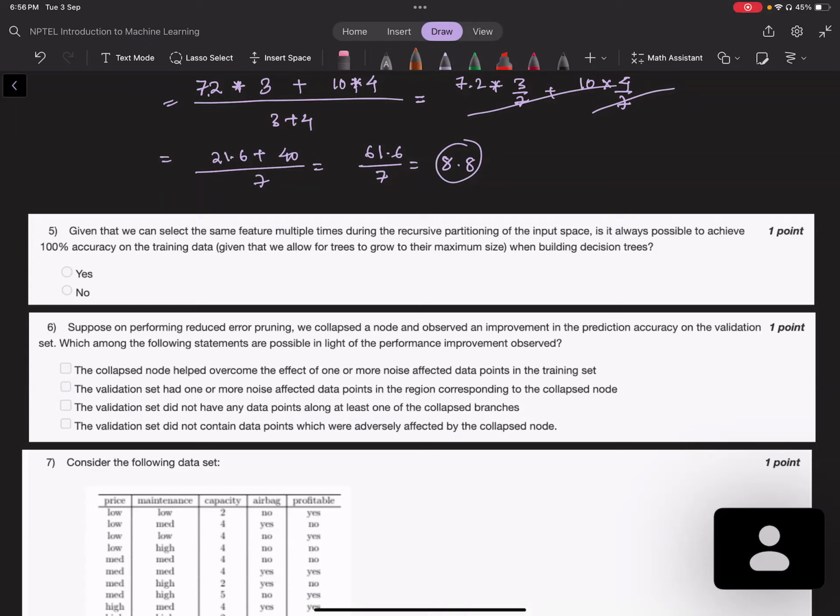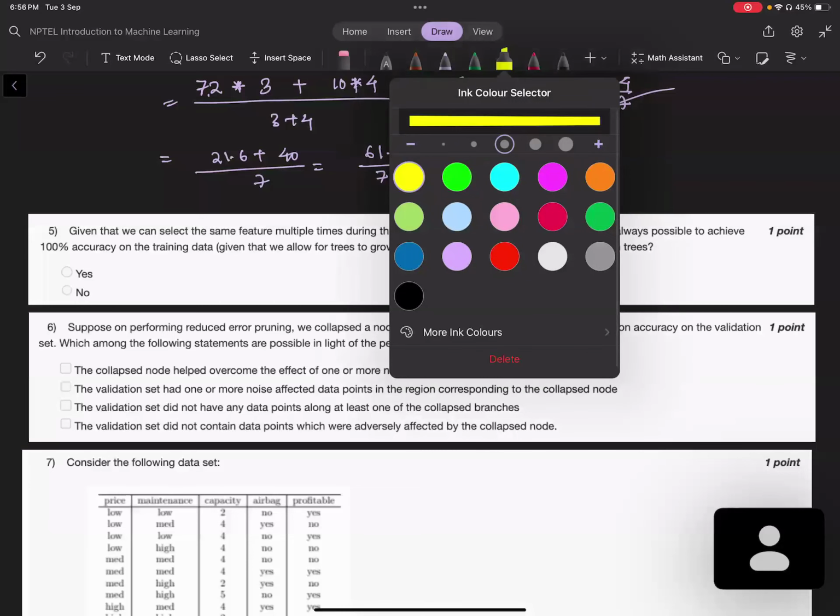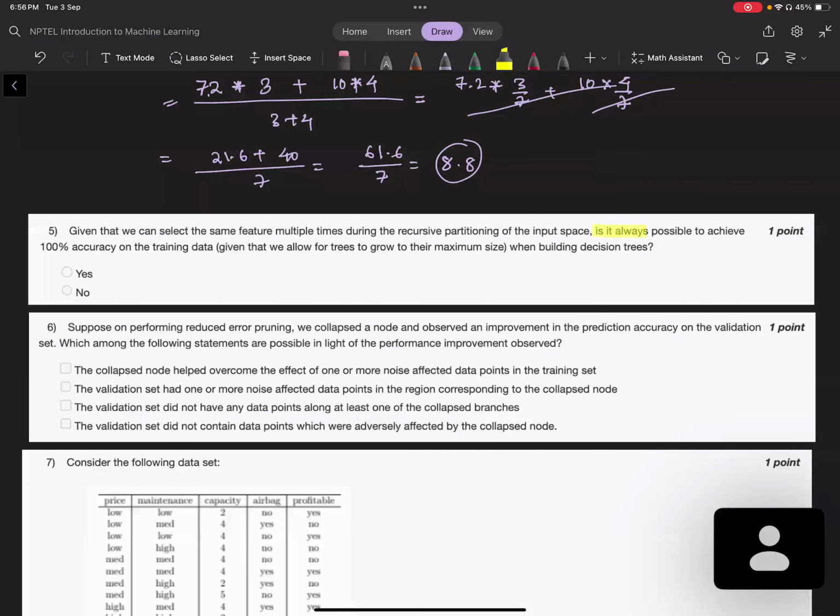Given that we can select the same feature multiple times during the recursive partitioning of the input space, is it always, so just notice this question, is it always possible to achieve 100% accuracy on the training data, given that we allow the tree to grow to its maximum size? So we are allowing the tree to grow to the maximum size. Given that, is it possible, and also we can split on the same variable again and again.